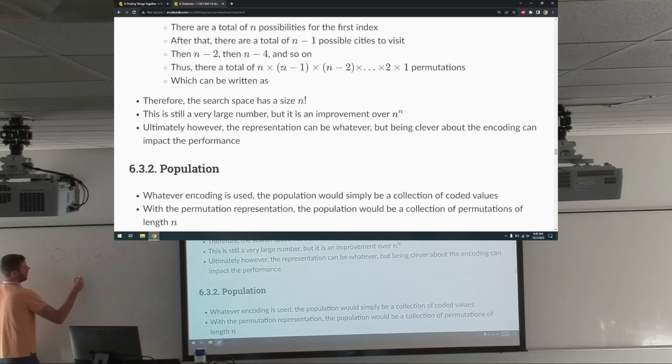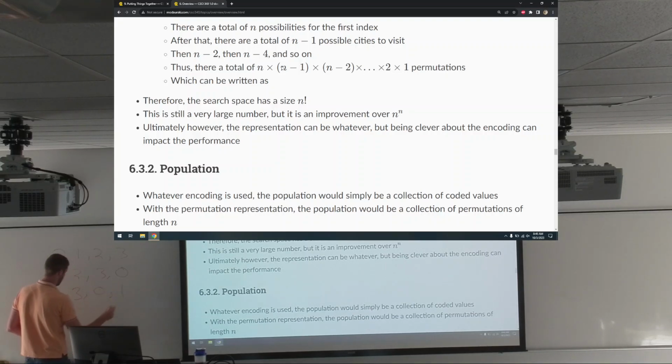Hold on. No. 2, 3, 0, 1, 3, 0, 1, 2. All of these are the exact same Hamiltonian cycle. So it's better to fix the first one. You eliminate n repeats of the same, well, I guess n minus 1, because one of them has to stay. Repeats of the same cycle.